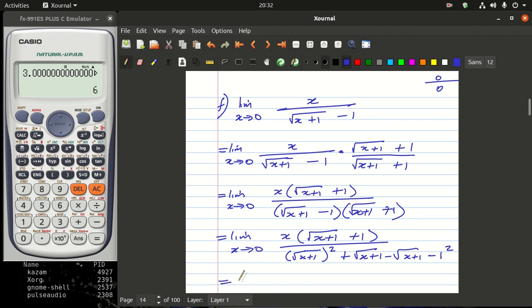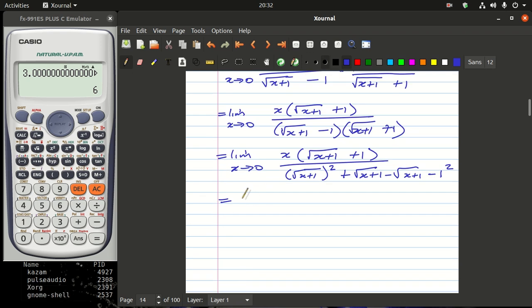And now I'm going to have the limit as x approaches 0. I am not going to simplify the numerator because it has that x that we want to cancel as it is. And then in the denominator, this one and that one are gone because they have opposite signs, so they vanish. This one I have a square, so it's going to remove the root there, so I'll have x plus 1. And then I'm left with minus 1 squared, which is the same as minus 1.